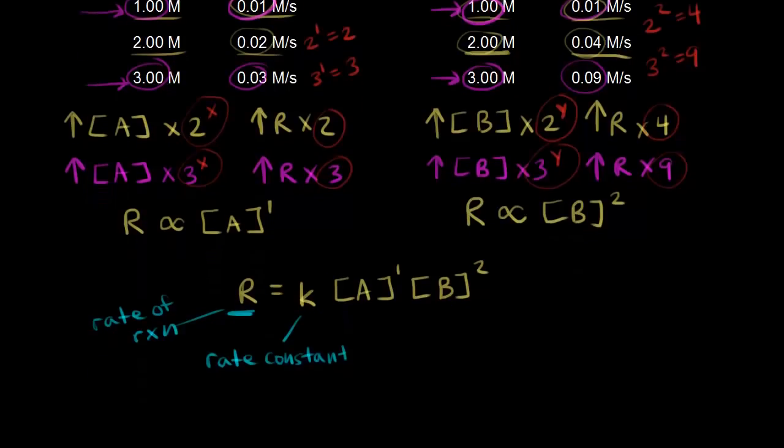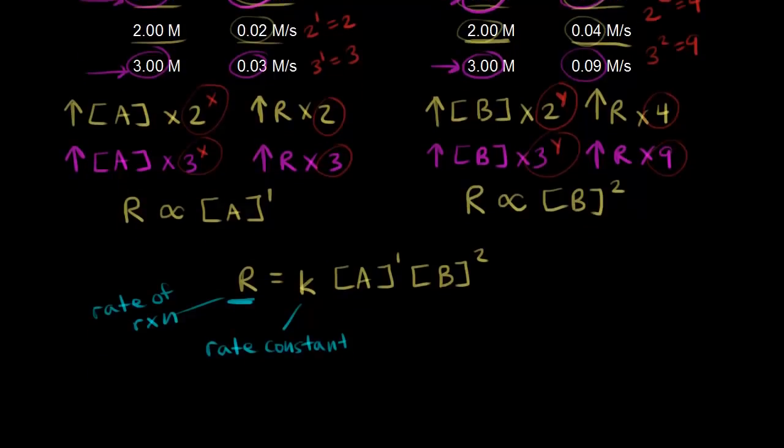And there's a difference between the rate of our reaction and the rate constant. If we change the concentration of our reactants, we change the rate of our reaction. But if we change the concentration of our reactants, we don't change the rate constant, right? This is constant. It does depend on the temperature though, so we'll talk about that in later videos.